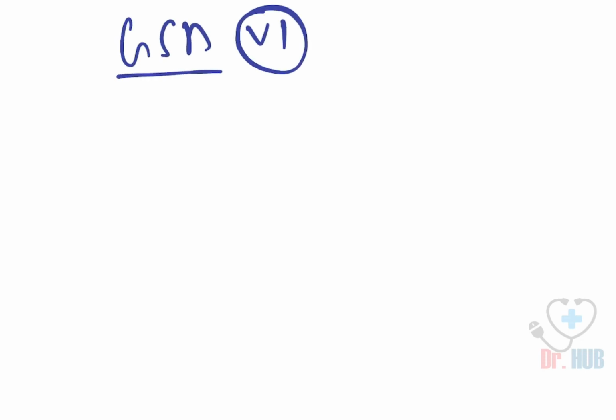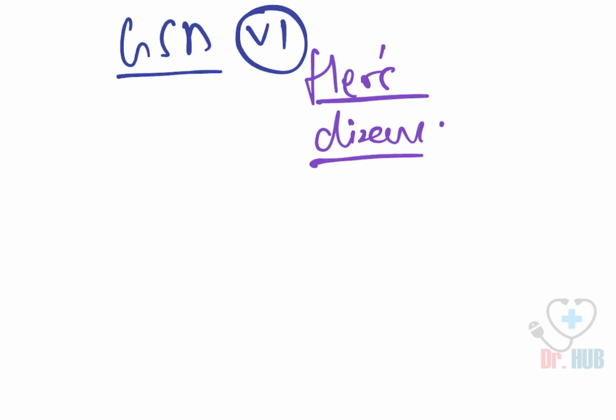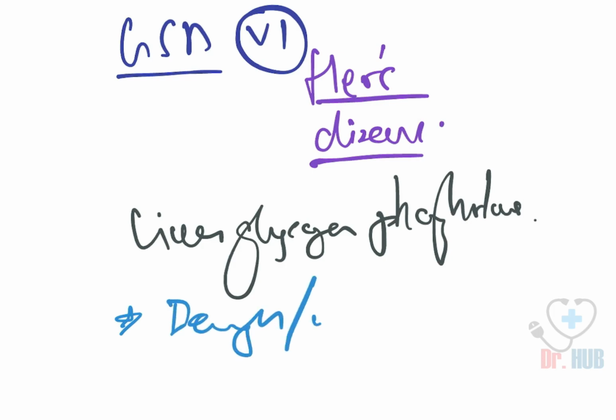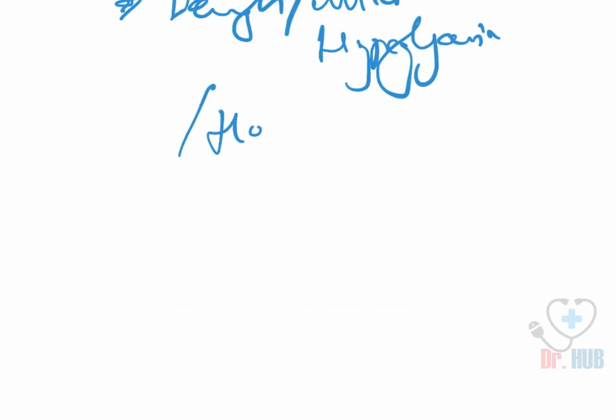Then we look at the GSD type 6. GSD type 6 is nothing but the Hers disease, and the enzyme is the liver glycogen phosphorylase. So what are the symptoms? The features: it is generally benign. There is the presence of mild hypoglycemia as well as hepatomegaly.